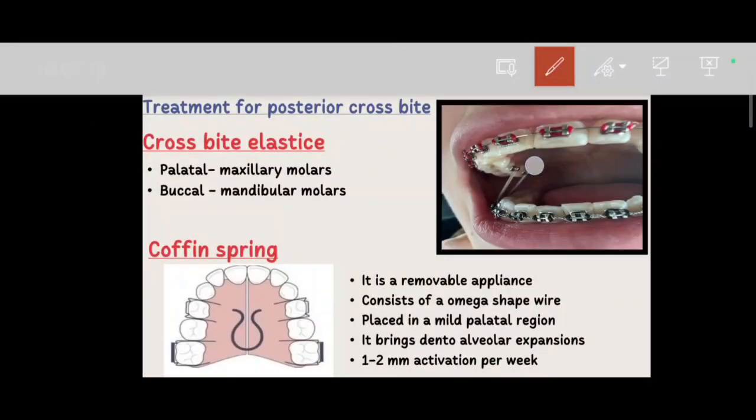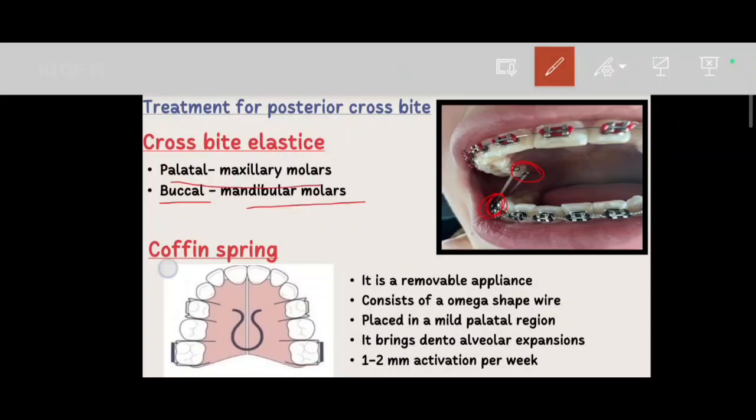Now we will go for the treatment for the posterior crossbite. First one is crossbite elastic. Crossbite elastics are attached palatally on the maxillary molars and buccally on the mandibular molars. They help move the teeth into the correct position.